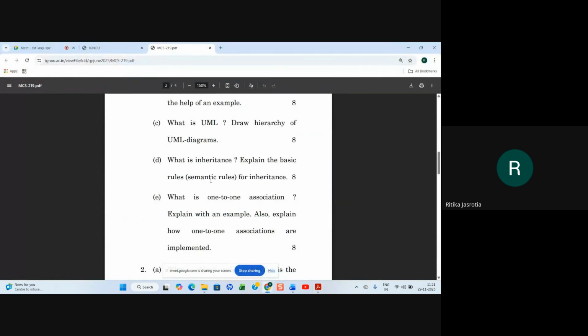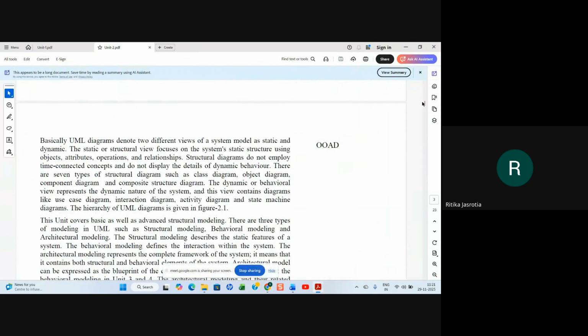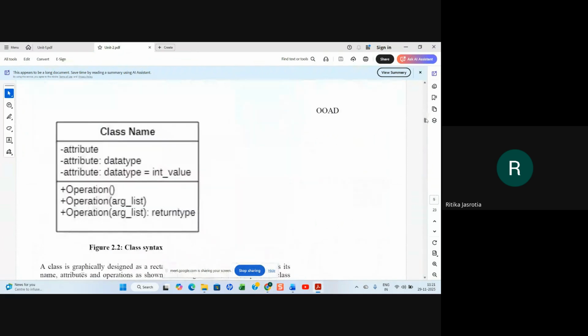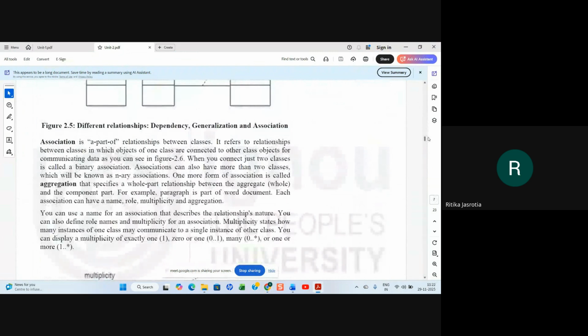What is inheritance with the basic rule of semantic for inheritance? So that is there. What is one-to-one association? Explain with an example. Always also explain how one-to-one associations are implemented. If you are asked for one-to-one association, I think so. Associations are given here or not? And here your classes are there. Relationship. So this is your association. Association is a part of relationship between classes. It refers to the relationship between classes in which objects of one class are connected to other class for communicating data.